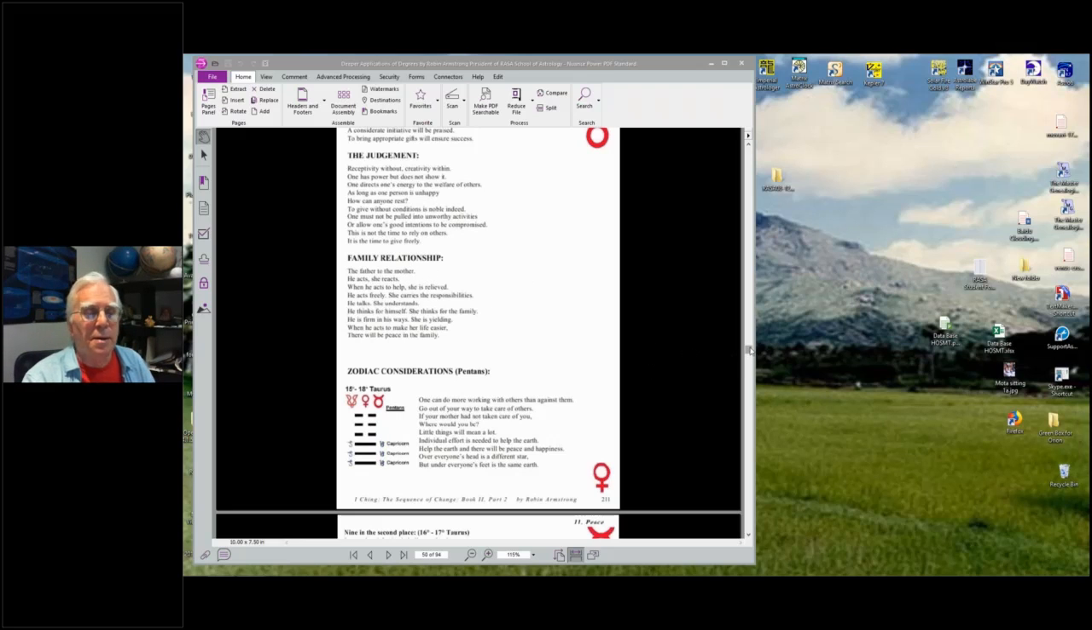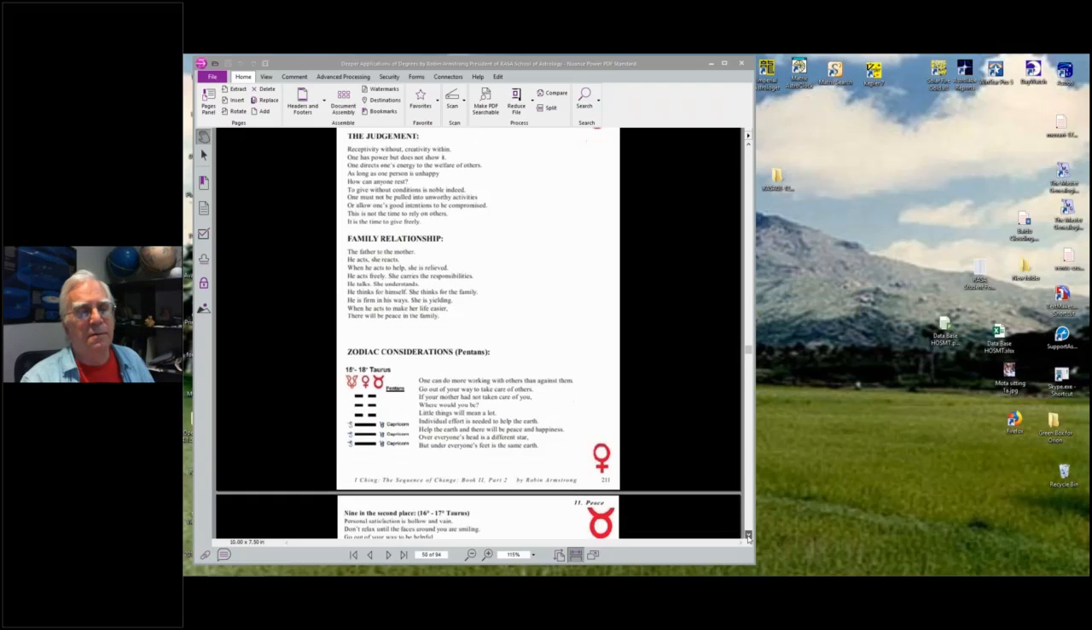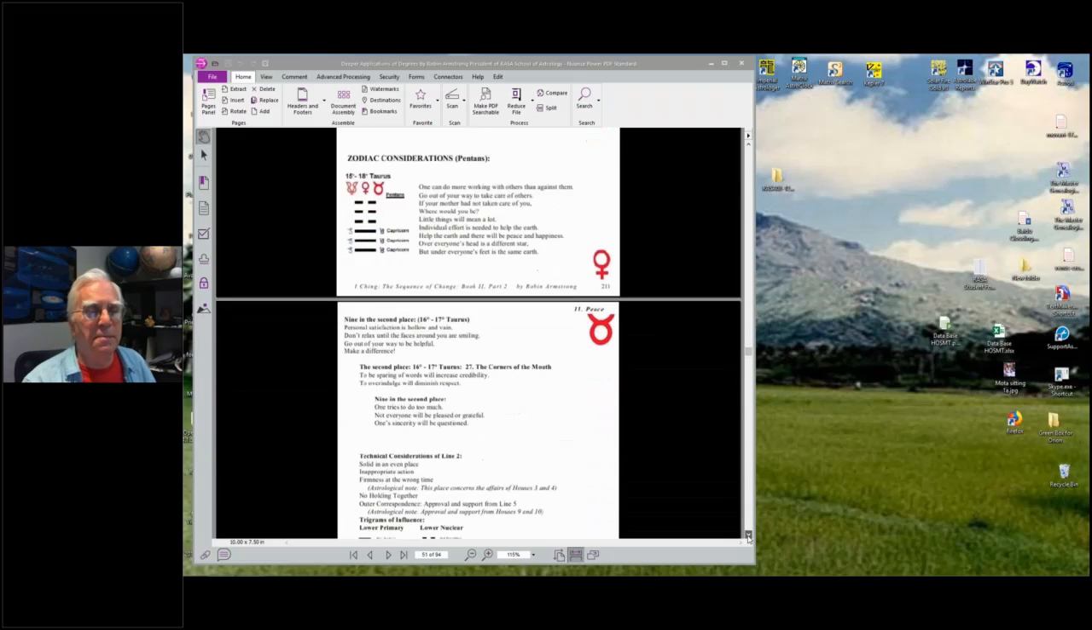Okay. In this case, the family relationship, an example: a father to the mother, he acts, she reacts. When he acts to help, she is relieved. When he acts freely, she carries responsibility. He talks, she understands. He thinks for himself, she thinks for the family. He is firm in his ways, she is yielding. When he acts to make her life easier, there will be peace in the family. But again, it's based on the nuclear family and the family traditions. It's still a little challenging in today's feminist world or interpretation today.